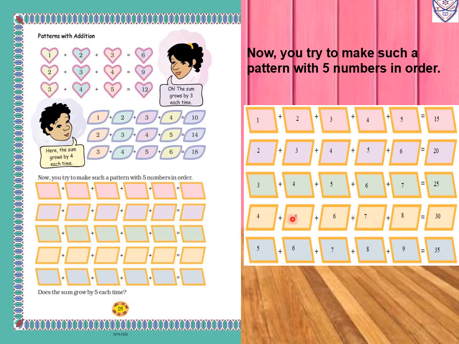Again we will do 4 plus 5, 9. 9 plus 6, 15. 15 plus 7, 22. 22 plus 8, 30. So again the number grows by 5. So 25 after 30. Now we will start from 5. 5 plus 6, 11. 11 plus 7, 18. 18 plus 8, 26. 26 plus 9, that is 35. So here see all numbers grow by 5. 15, 20, 25, 30, 35.